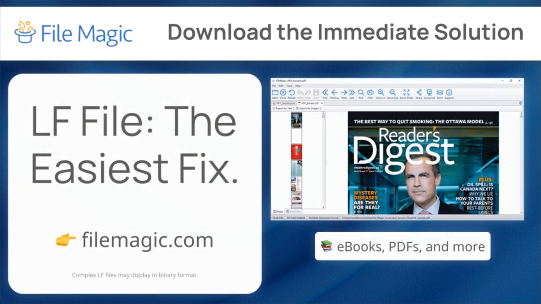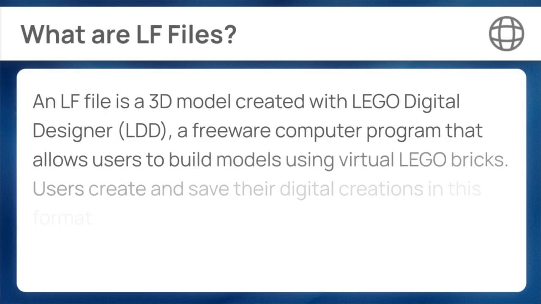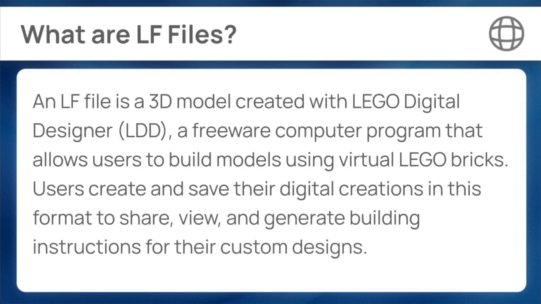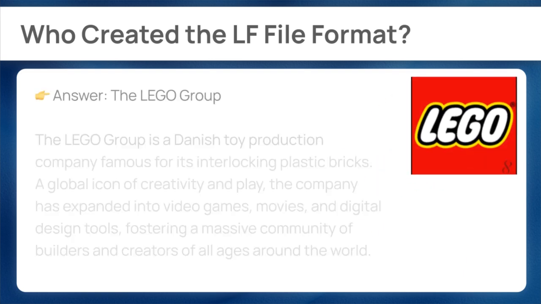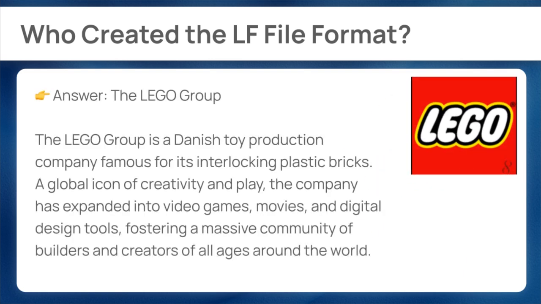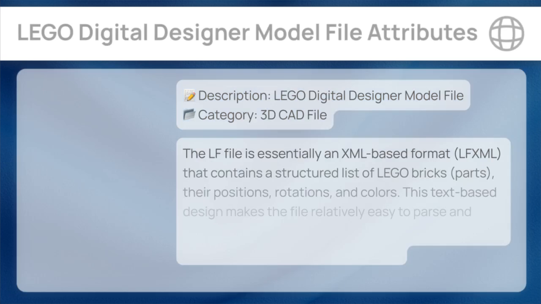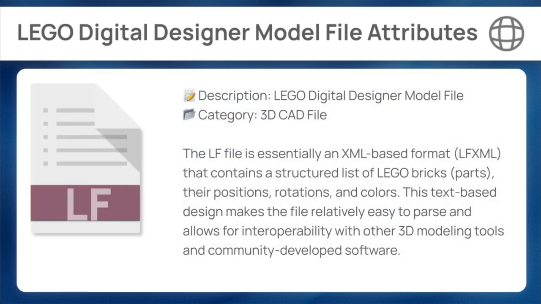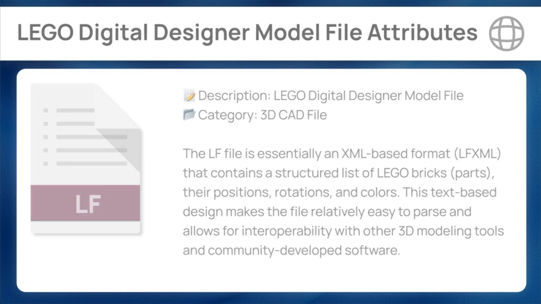An LF file is a 3D model created with Lego Digital Designer, LDD, a freeware computer program that allows users to build models using virtual Lego bricks. Users create and save their digital creations in this format to share, view, and generate building instructions for their custom designs. The LF file is essentially an XML-based format, LFXML, that contains a structured list of Lego bricks, parts, their positions, rotations, and colors. This text-based design makes the file relatively easy to parse and allows for interoperability with other 3D modeling tools and community-developed software.